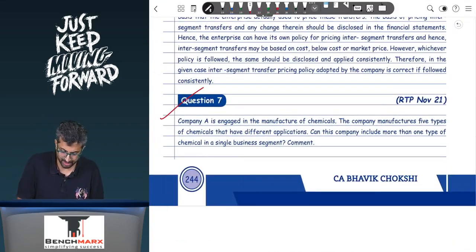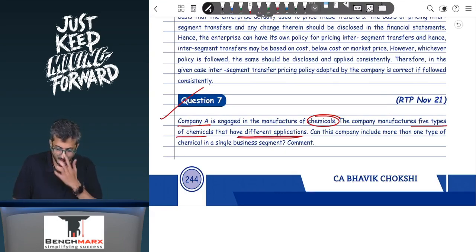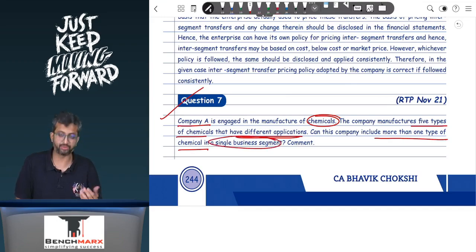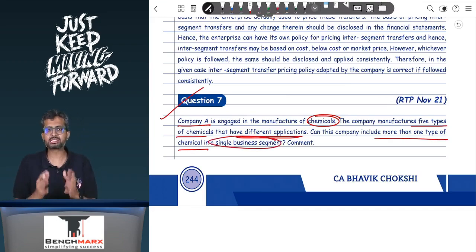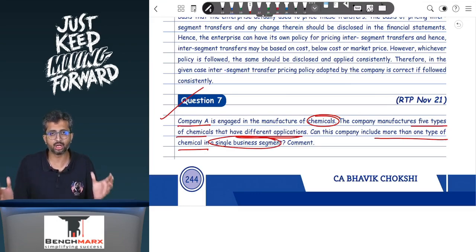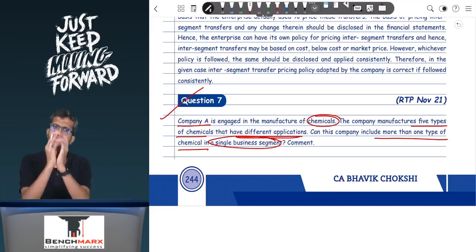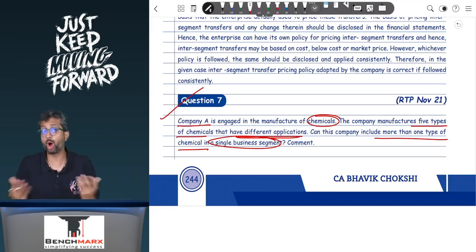Question number 7. Company A is engaged in manufacture of chemicals. Now, this is highly open-ended. The company manufactures 5 types of chemicals that have different applications. That's fine. Can this company include more than one type of chemical in a single business segment? Well, it depends. Depends on what? Whether these chemicals have different risks and returns. If they have different risks and returns, then you will show them as separate segments. But if they have similar risks and returns, you can club them into a single segment. Now, how will we know that?